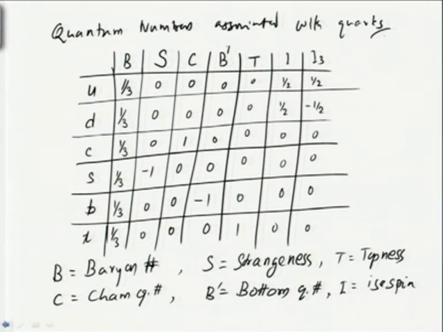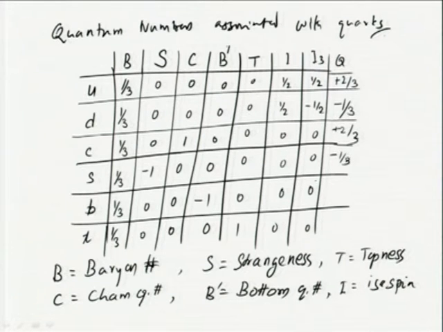There are some relations which these quantum numbers satisfy together with the electric charge of these particles as well. Q is the electric charge: the U quark is plus 2 by 3, the D quark is minus 1 by 3, the charm quark plus 2 by 3, the strange quark minus 1 by 3, the bottom quark minus 1 by 3, and the top quark plus 2 by 3.